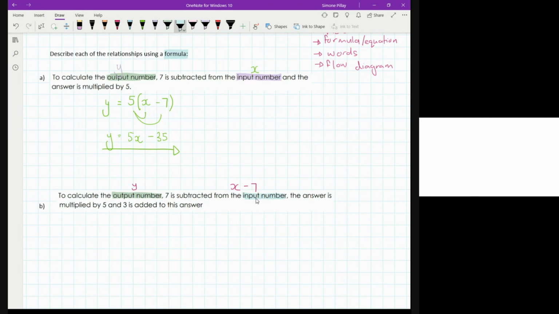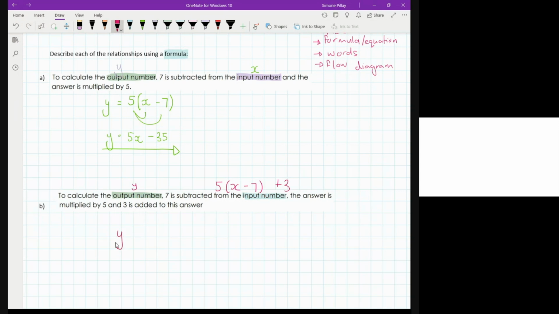And I see Liacho with an answer in the chat. We'll see if you're correct in a minute. So 7 is subtracted from my input number. And then the answer is multiplied by 5. So again, we're taking this answer and multiplying it by 5. And then to this whole answer, we are adding 3. And so Liacho is spot on.